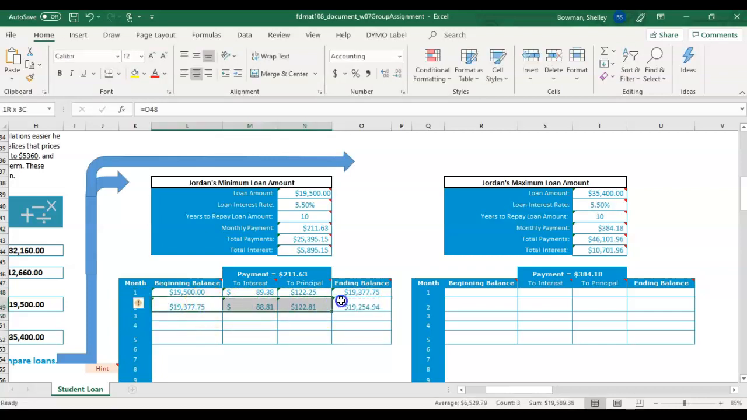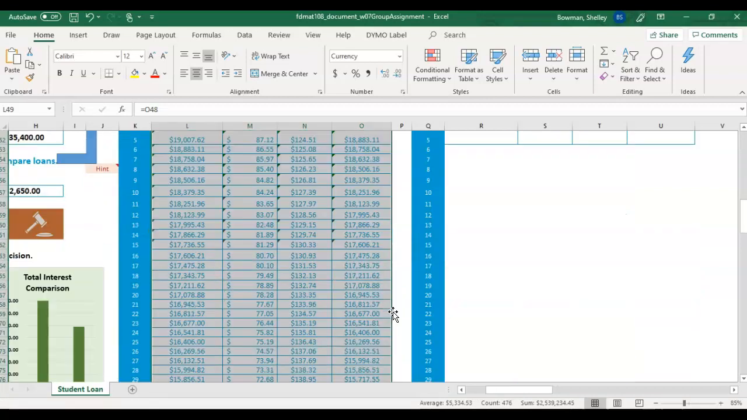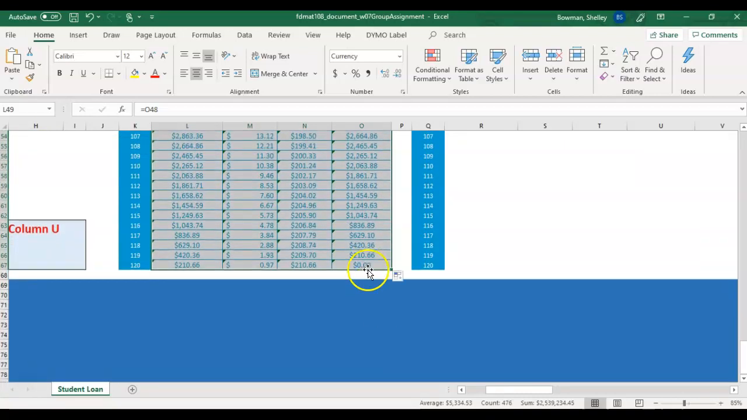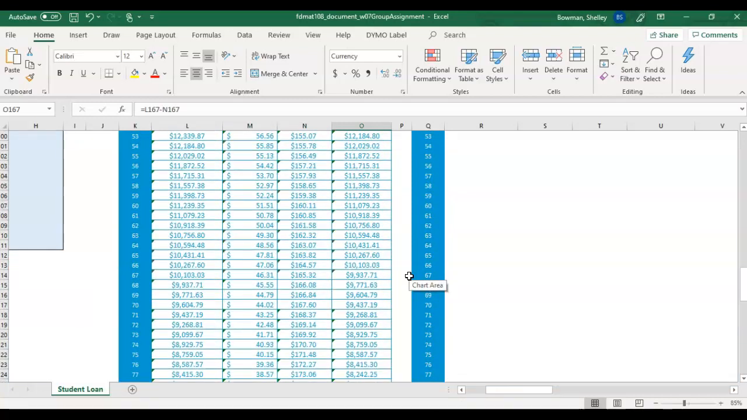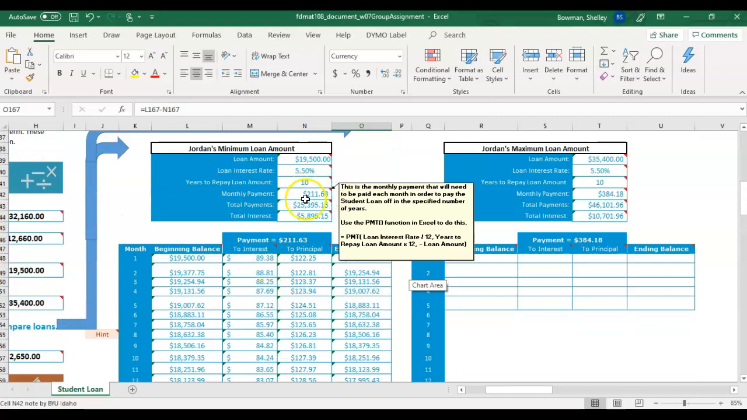Now this whole row here on month 2 is correct and looks good, so I can just get the crosshairs, one left click and select all of these, get the crosshairs down here in the corner and double click, and it'll fill in my chart all the way down to my month 120 and show that it goes to 0. So everything looks good.